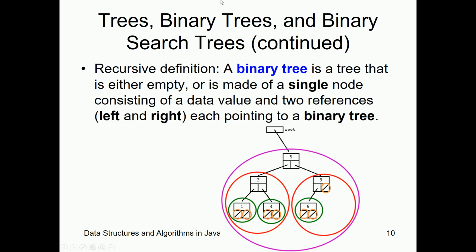And the binary tree has this kind of recursive definition, because it's a tree that is either empty or is made of a single node consisting of a data value and 2 references, left and right, each pointing to a binary tree. So a tree is composed of binary trees.